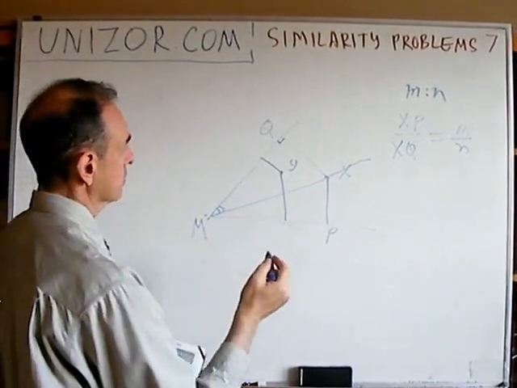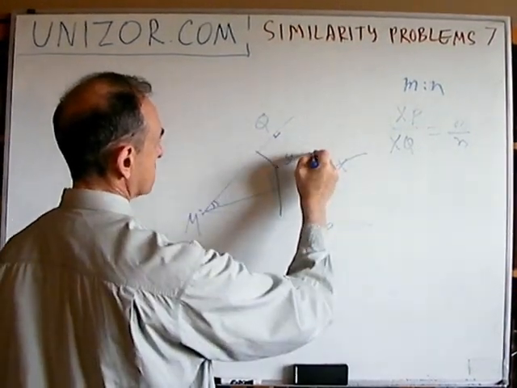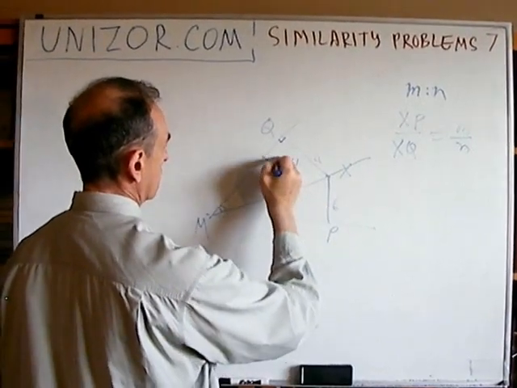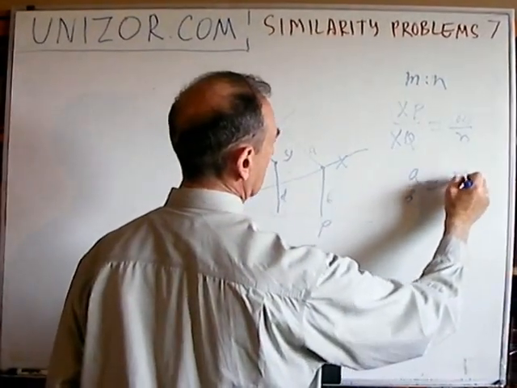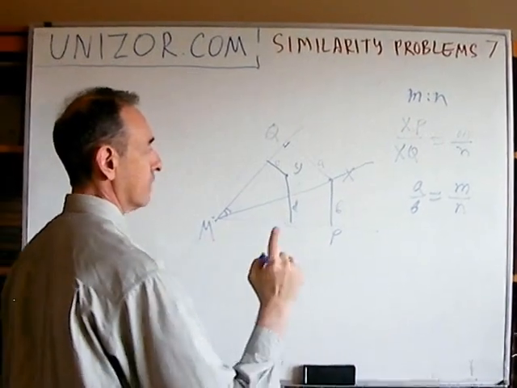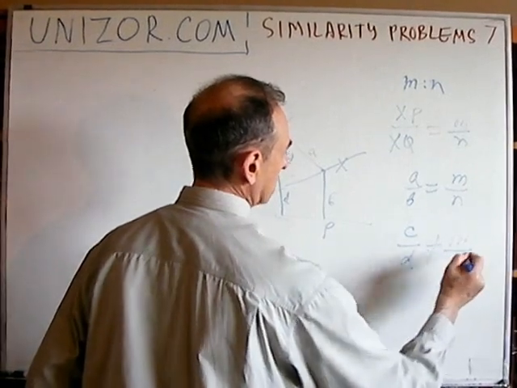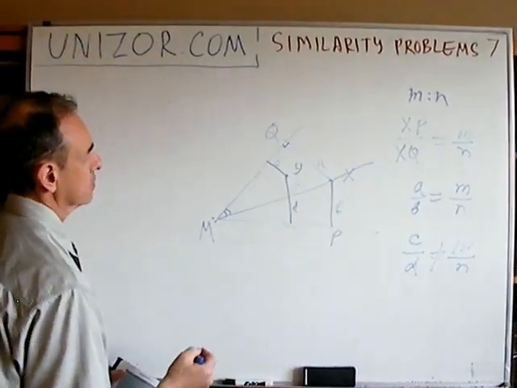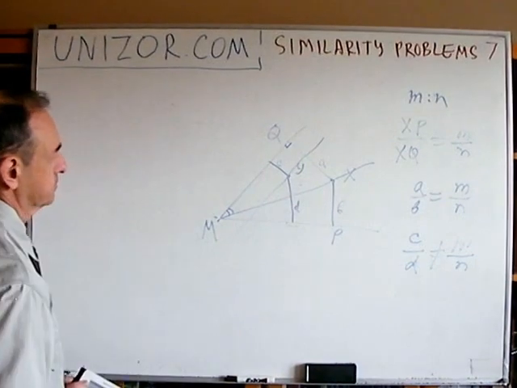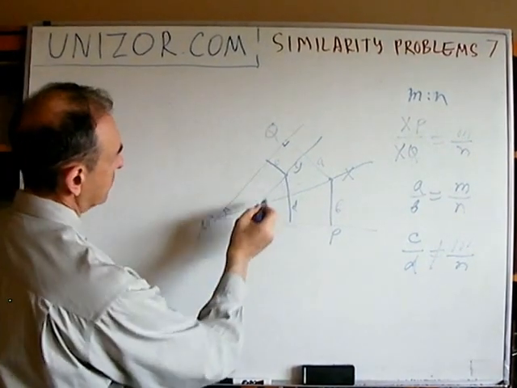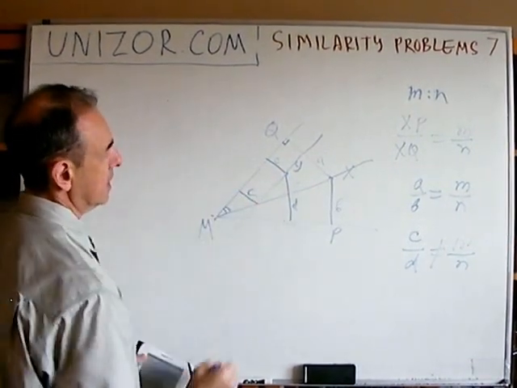All right, let's do it this way. Let's call this A, B, C, and D. So, A over B is equal to M over N. And I have to prove that C over D is not equal to M over N. How can we prove that? All right, let's do it this way. Draw a line through point Y parallel to this. Now, obviously, the distance between these two lines is exactly C, so this will be C as well, right?